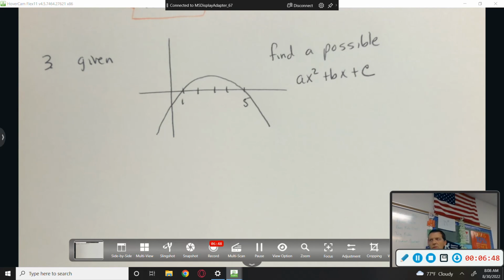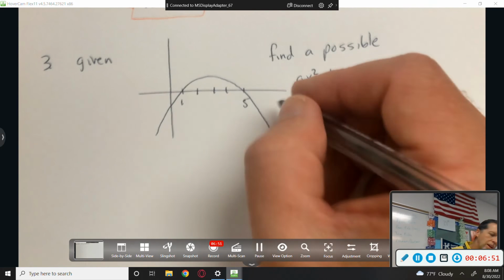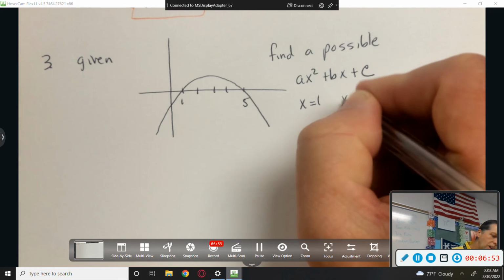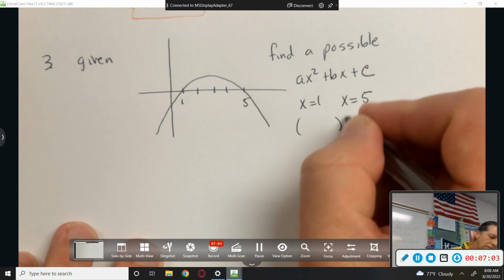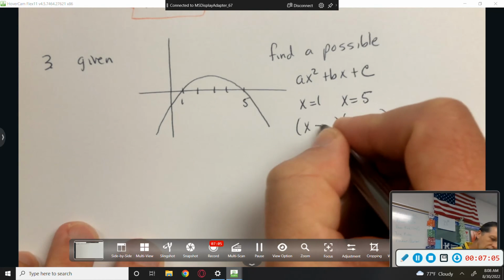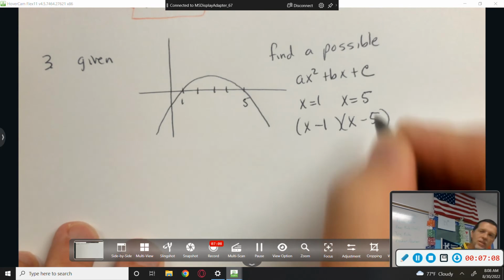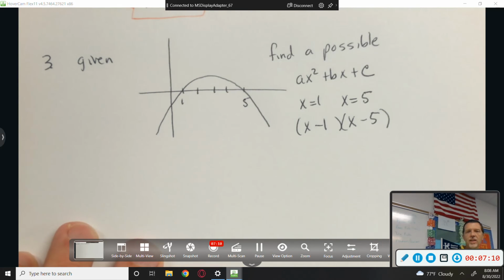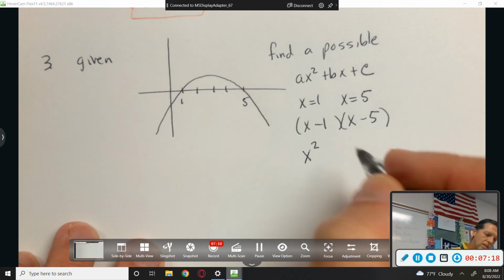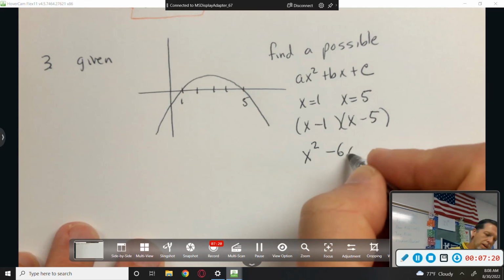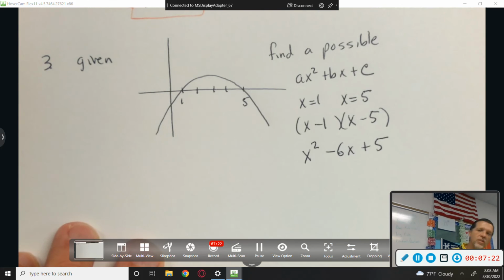This is a bit of a backwards problem. So my solutions are x equals 1 and x equals 5. I gotta work backwards here. So if the solution was x equals 1, what factor would that have come from? X minus 1. Yep, and x minus 5. And then if we FOIL that, we'll get it back to ax squared plus bx plus c format. So x squared minus 6x plus 5.